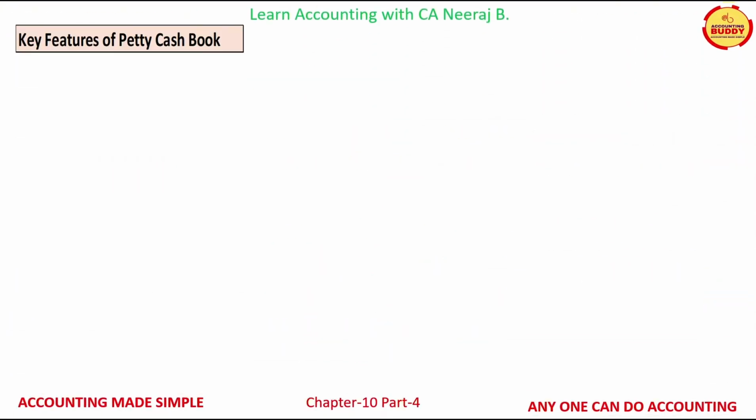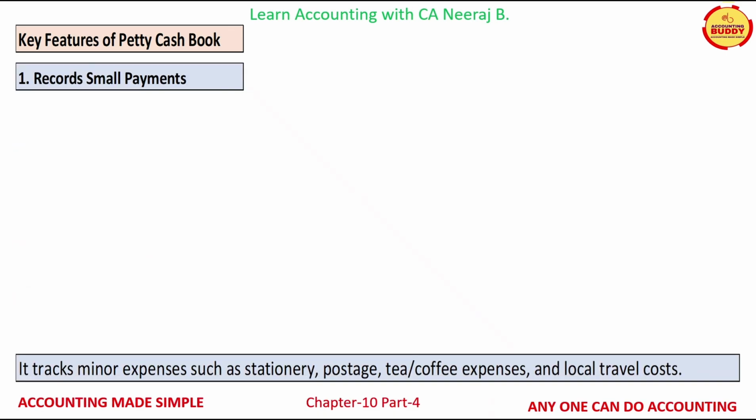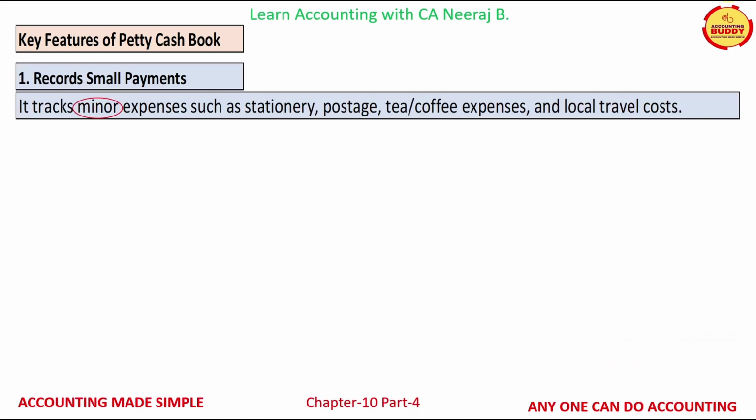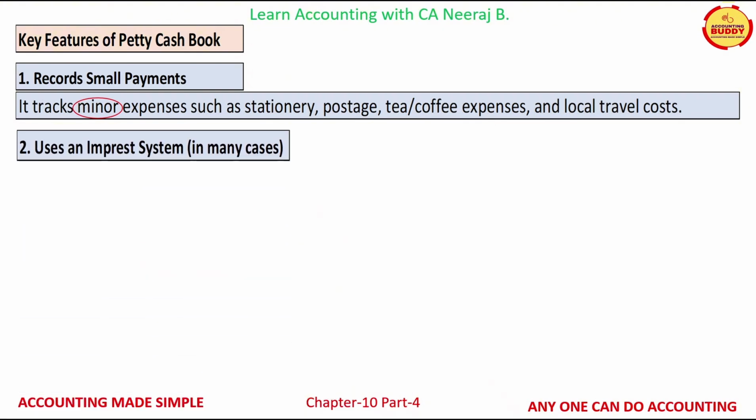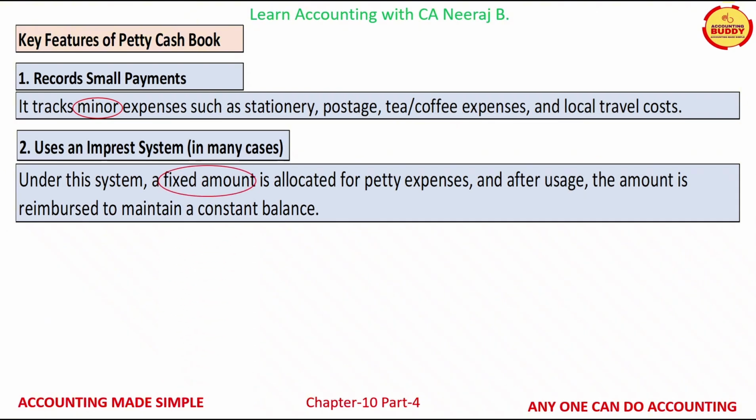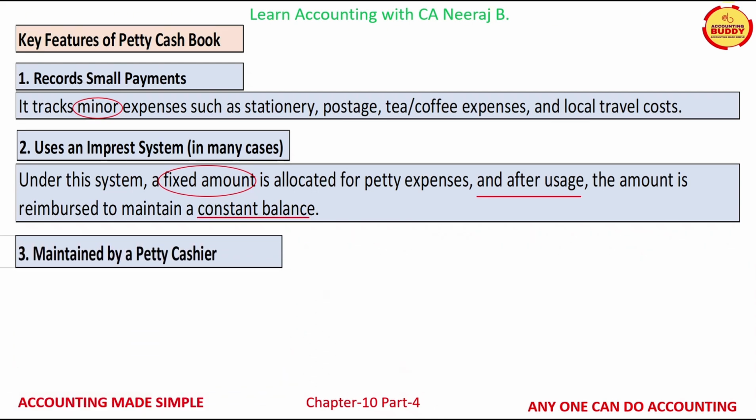Let us learn key features of petty cash book. First, it records small payments. It tracks minor expenses such as stationery, postage, tea, coffee expenses, and travel costs. Second important feature is it uses an Imprest system in most of the cases. Under this system, a fixed amount is allocated for petty cash expenses, and after usage, the amount is reimbursed to maintain a constant balance.